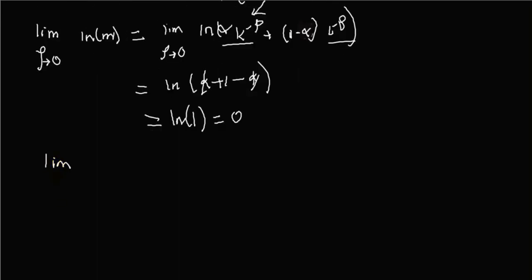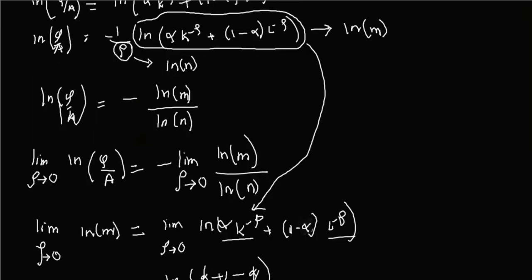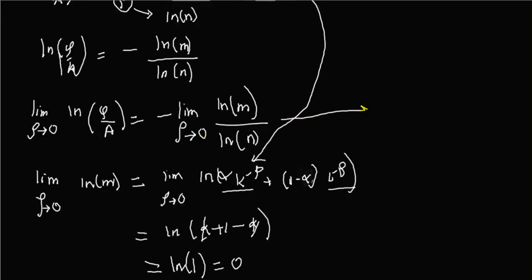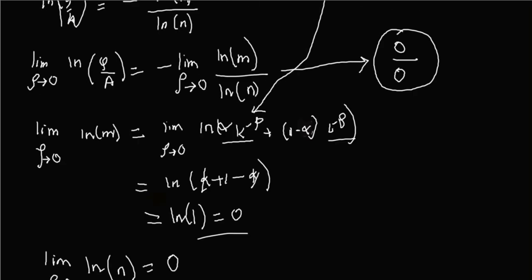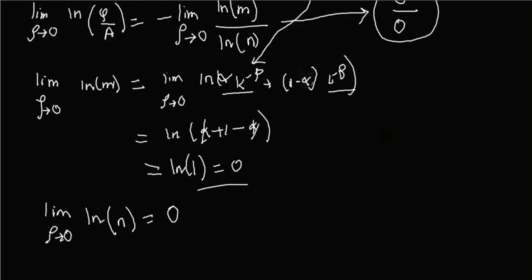Similarly, limit rho tends to 0 of ln n equals simply 0, because ln n is itself rho, so it will be 0. So now from here, the value of limit we have derived is 0 by 0, because the value of ln m after taking limit is 0, and the value of limit ln n is also 0.